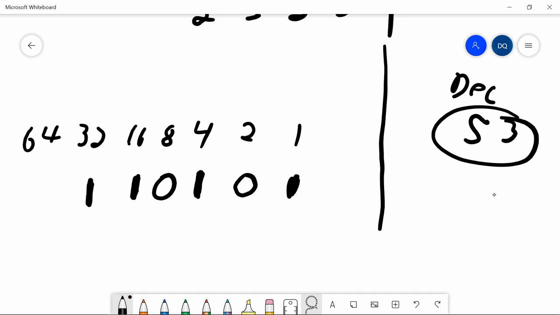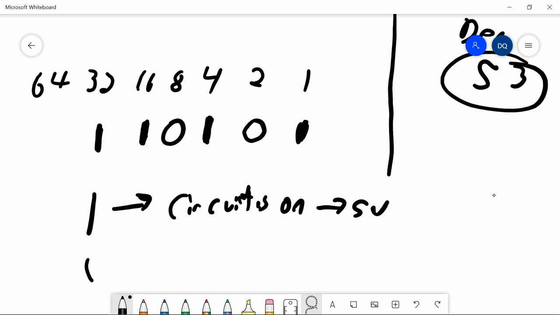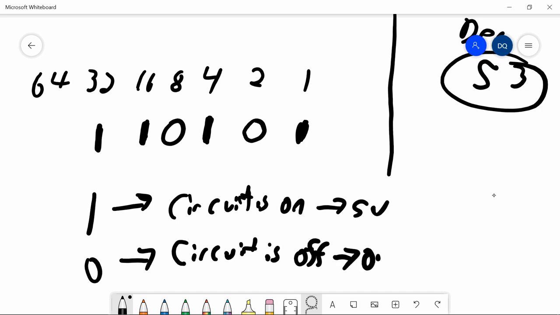Now, this seems cumbersome. Why do we bother? The reason we do this is that we can convey information inside of an electronic system, where a 1 indicates a circuit that is on. That typically means 5 volts. And a 0 indicates the circuit is off. So typically that's 0 volts.